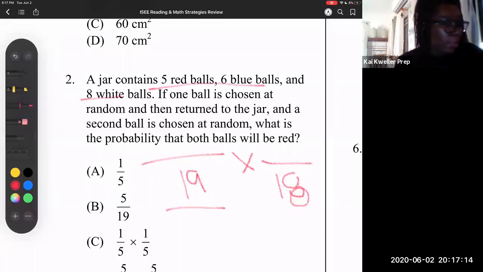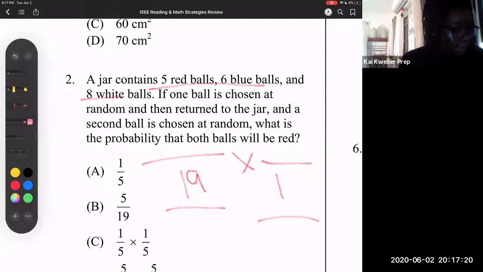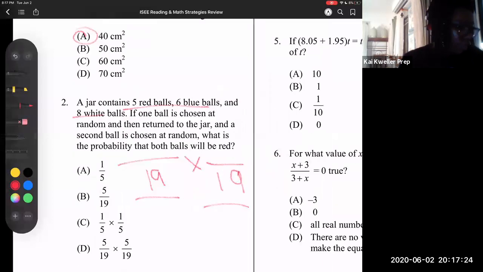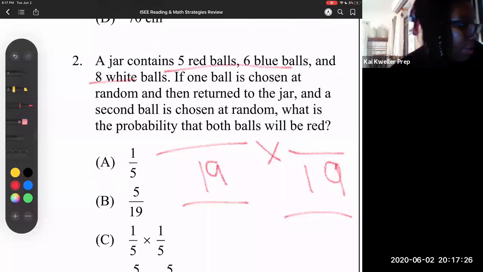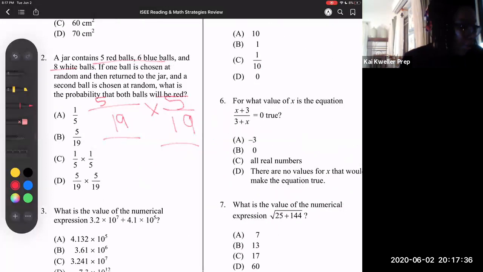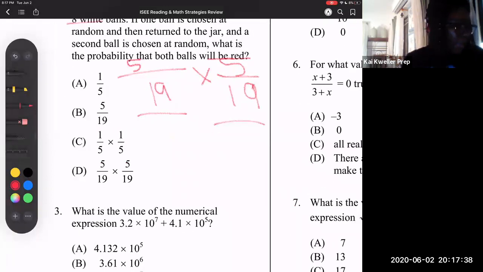If the ball wasn't returned, it would be 19 times 18 because you're removing a ball from the total 19 you have. And they're 2 separate events, okay? But since you put the ball back, right, it goes from being 18 back to 19, okay? And what is the probability that they will both be red? Well, how many red balls are there? There are 5. And there will be 5 red balls for both times. So the answer is 5/19 times 5/19.